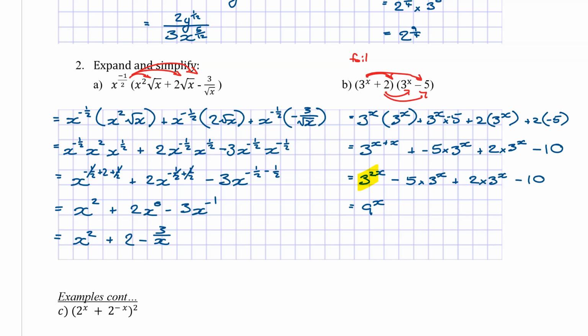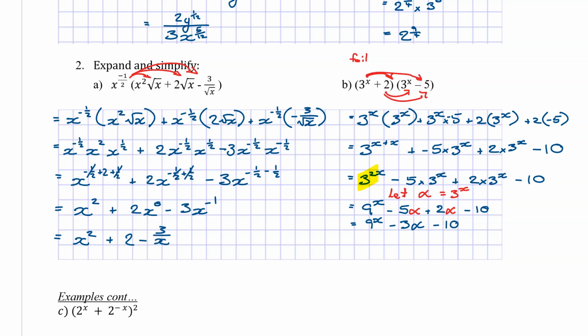Now, the next step is imagine we've got, let's say, let alpha equal 3 to the x. What we'd end up having is 5 alpha plus 2 alpha minus 10. And using our algebraic laws, we could simplify that to simply negative 3 alpha.